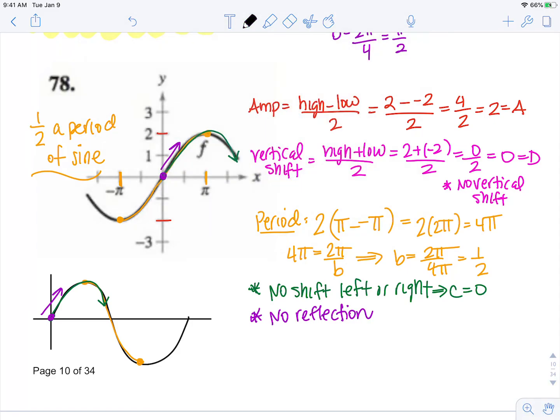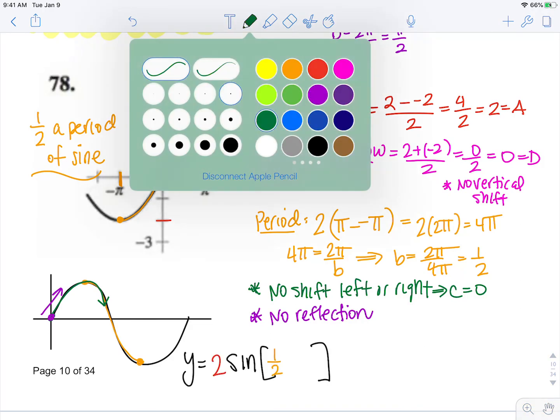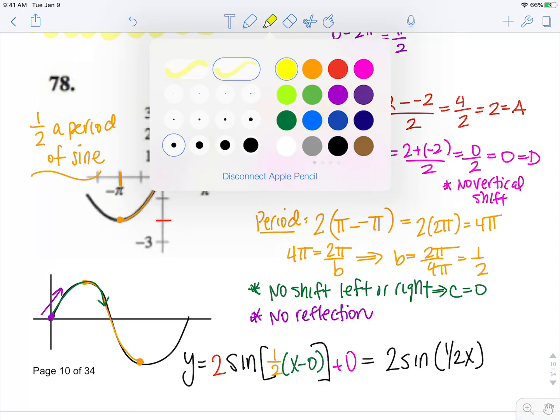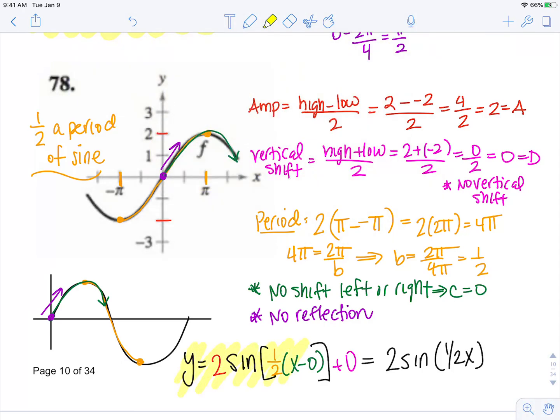So if I put this all together into a function, y equals sine of some stuff, I'm going to have 2 sine of 1/2 times x minus 0, plus 0. And remember, we don't need those zeros, so I can write it as 2 sine of 1/2 x. And that would be the graph of this transformation.